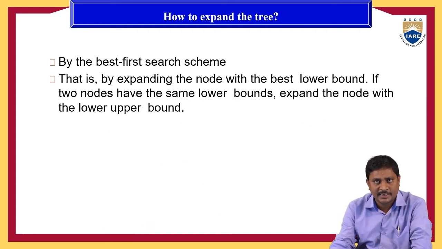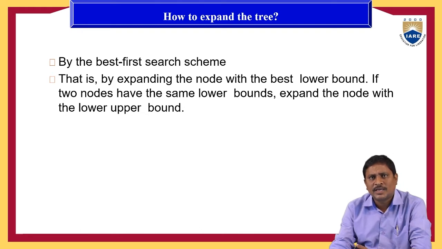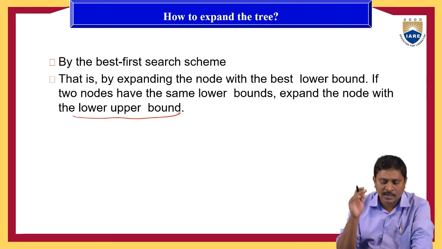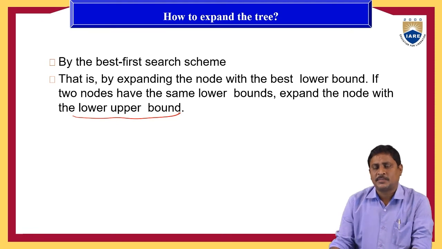How to expand the tree? By the best first search scheme, that is by expanding the node with the best lower bound. If two nodes have the same lower bounds, expand the node with the lower upper bound. So in that way, we are expanding the tree.